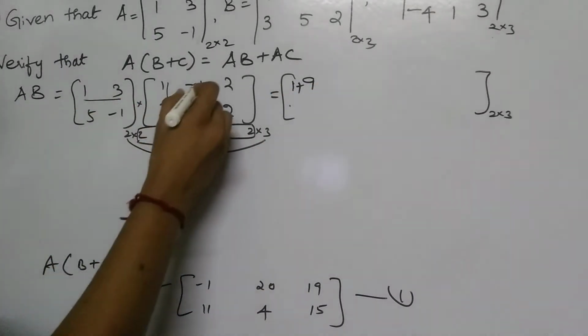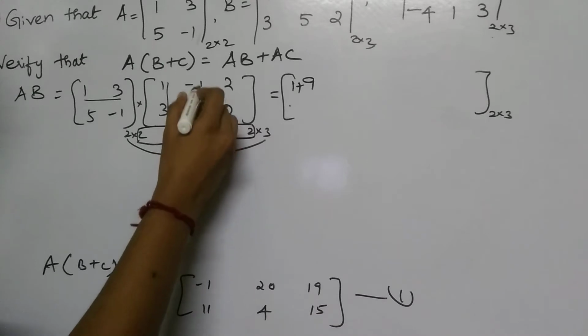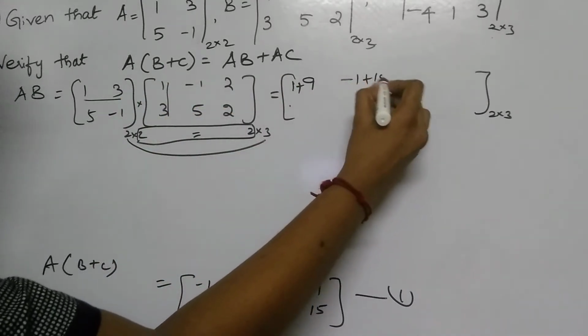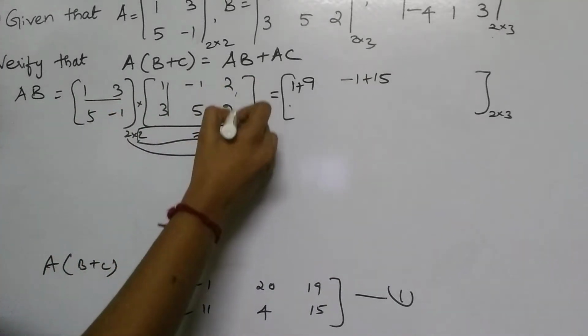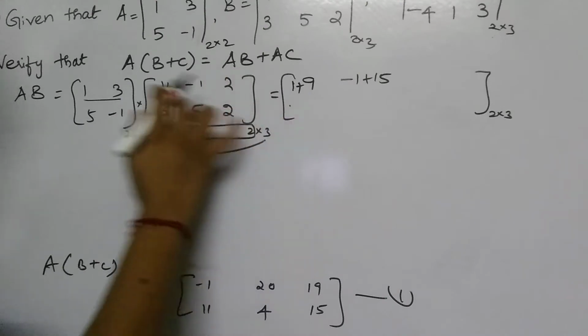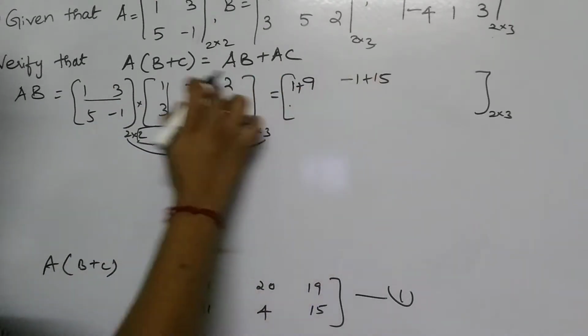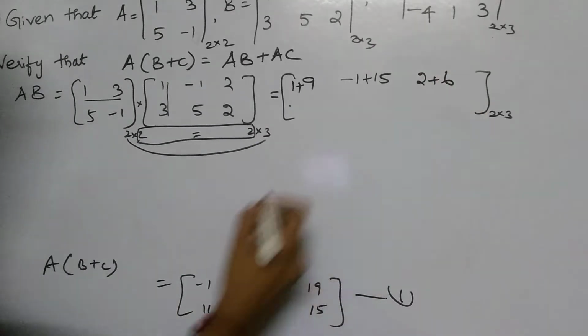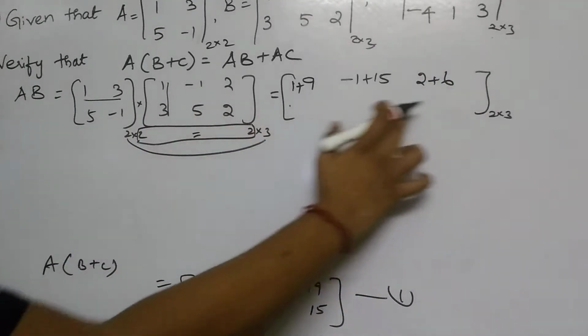Again 1 into second column element, minus 1. Again 3 into 5. Okay, then first row with the third column element. To get the third column element, you multiply a row with the third column. 1 into 2, 3 into 2. 2 plus 6. Then again second row elements you have to fill in.